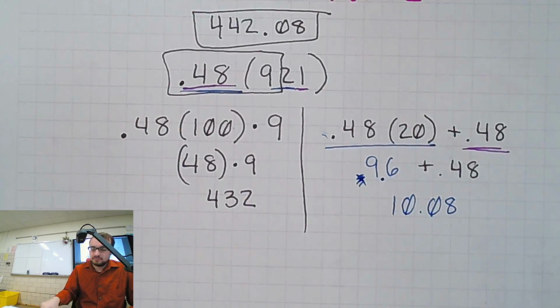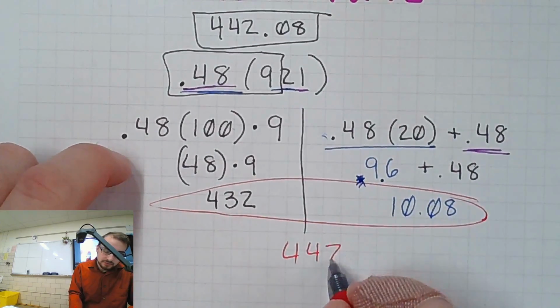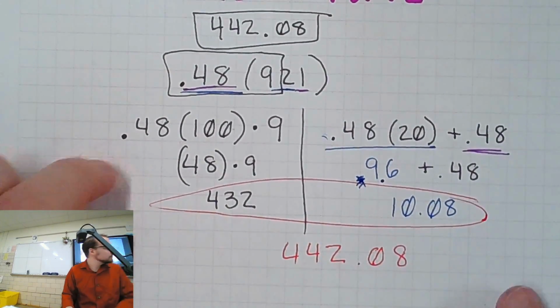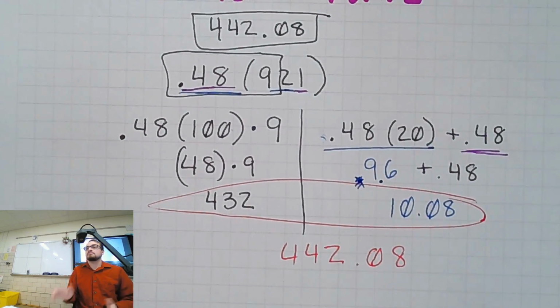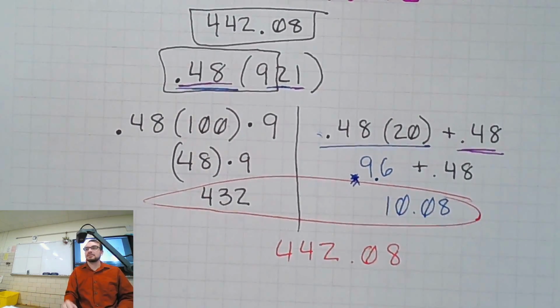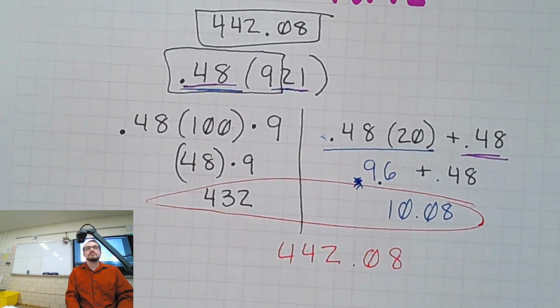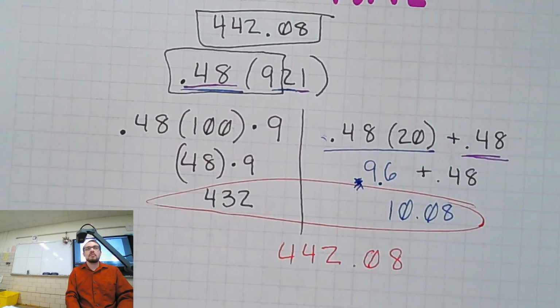Okay. Now we put these two together. 4, 4, 2, 0.08. Good. Yeah. That's one way to do it. Way to think outside the box. Think about what numbers mean. Any other ways to do it? No?